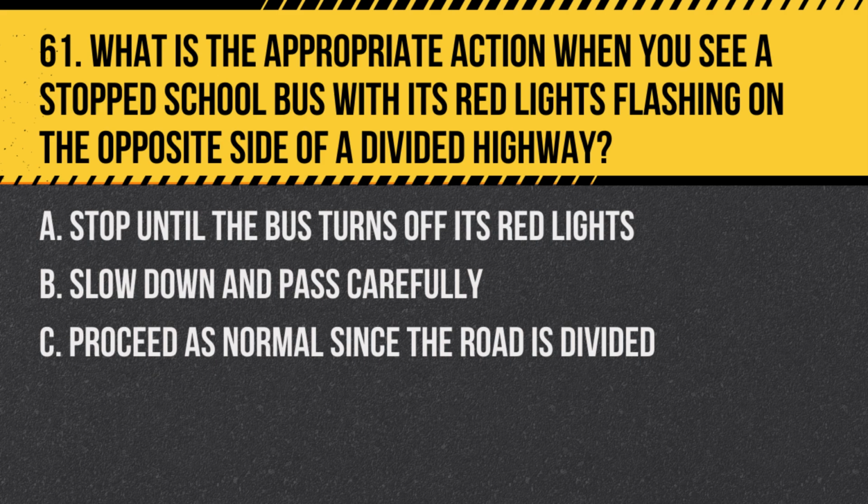Question 61. What is the appropriate action when you see a stopped school bus with its red lights flashing on the opposite side of a divided highway? A. Stop until the bus turns off its red lights. B. Slow down and pass carefully. C. Proceed as normal since the road is divided.